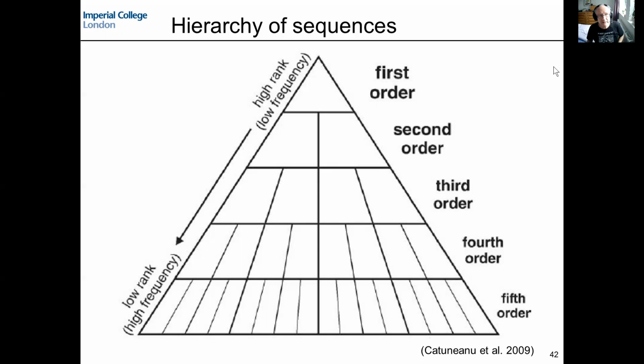And this has been placed formally into this idea of the order of a sequence. So again, if you look in the literature, you'll find that often people refer to third order or fourth order sequences when they're interpreting sequences in seismic data. They might refer to fourth order and fifth order when they're working mainly with outcrops or well data.